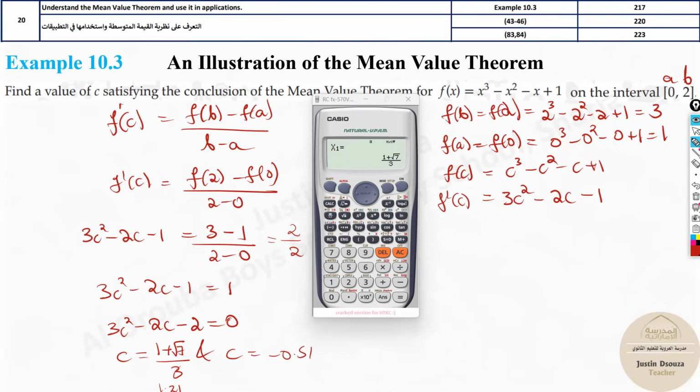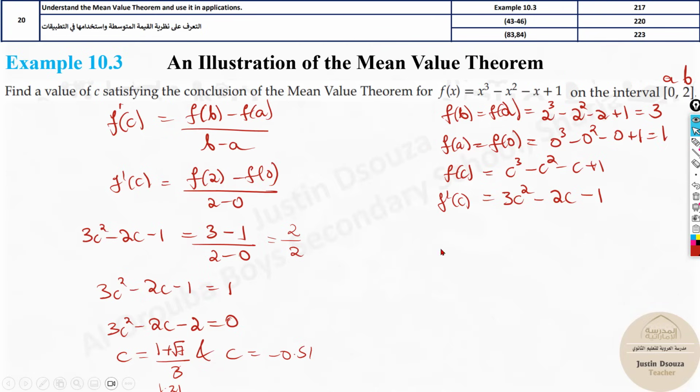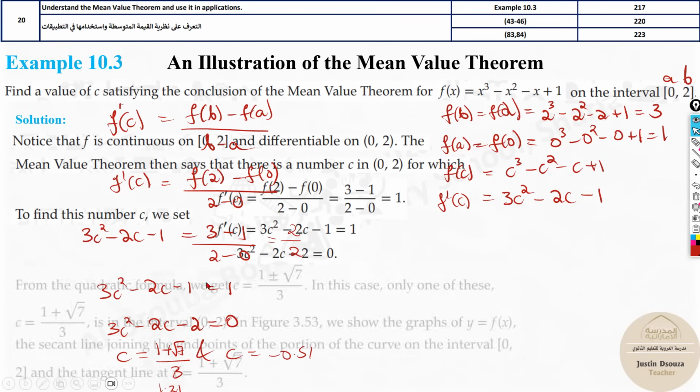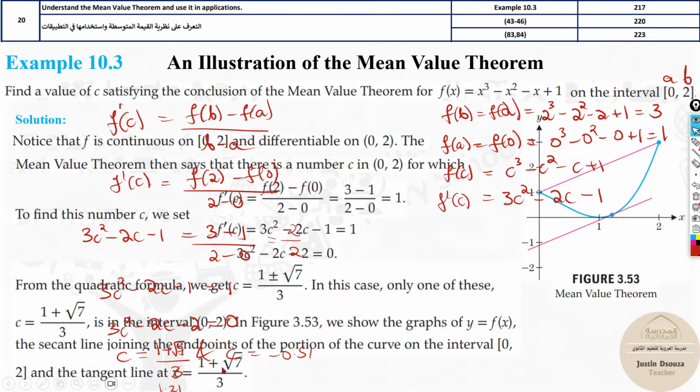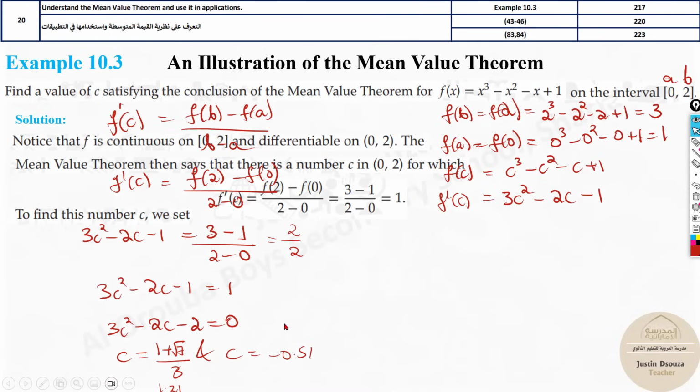This is the answer. At this particular point, we have just found the value of c that satisfies this condition. That's it. C is this, or it's 1.21. Let's see what is given over here. It's given as 1 plus root 7 by 3. Why is the other one not taken? Because it's not in the limit. That's why we have not considered it. This is the answer.